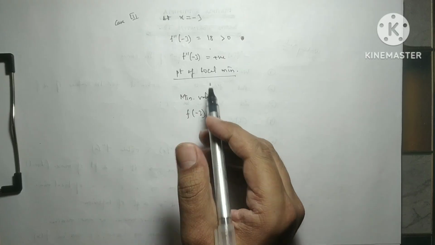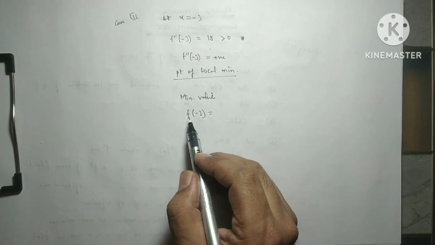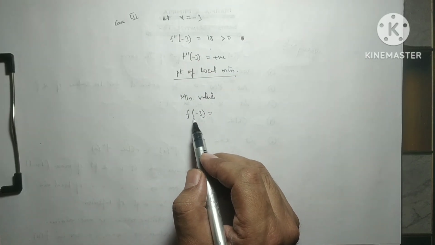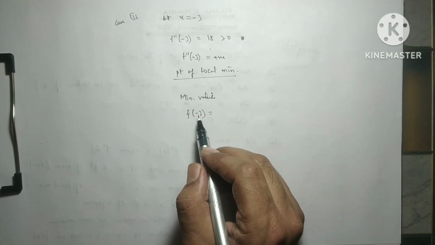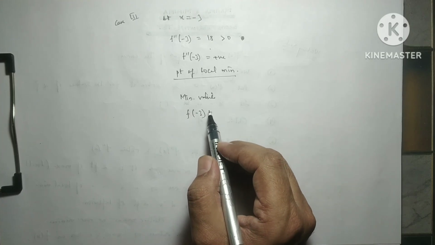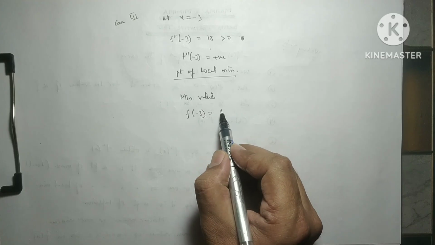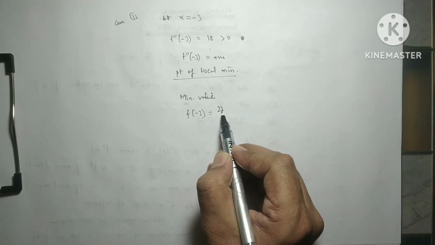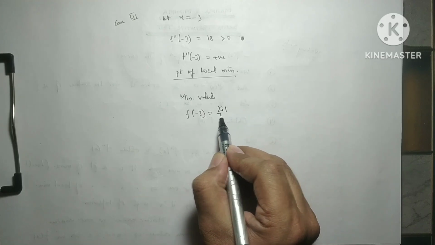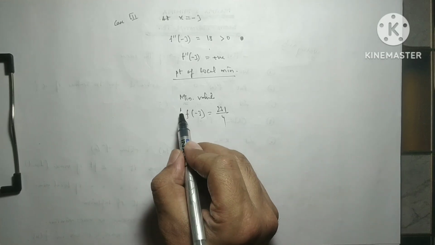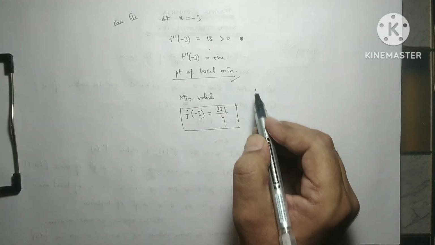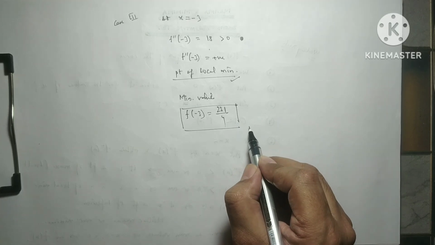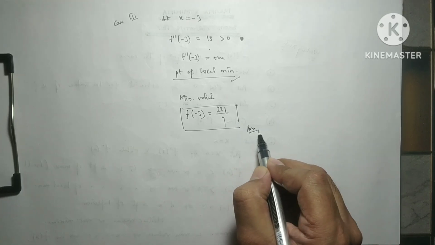We put this value in the equation of function, or you can say given curve. So on putting this value, we get f of minus 3 equals 231 by 4. So this is the minimum value, and this shows the point of minima. So this is the answer.